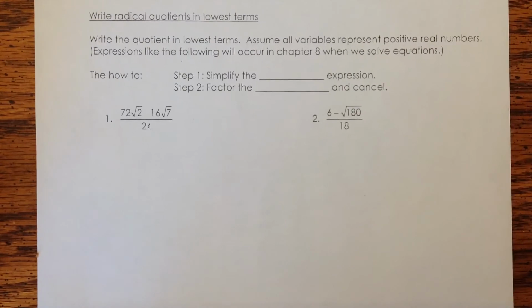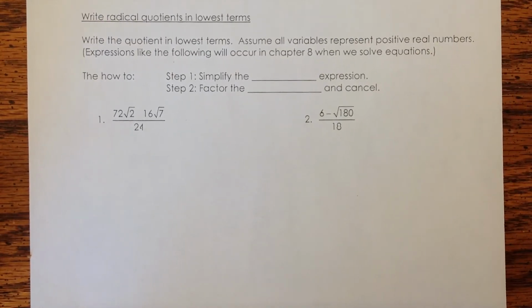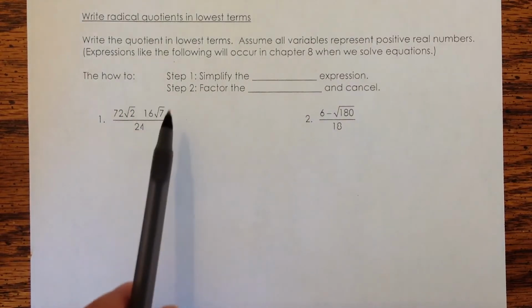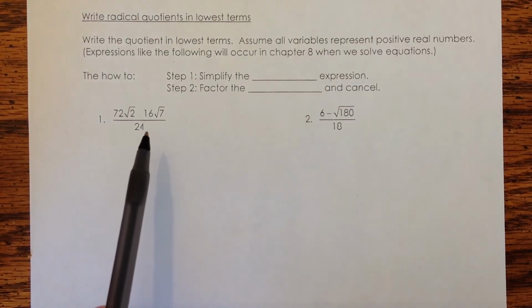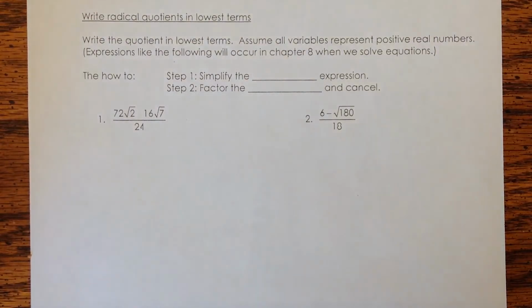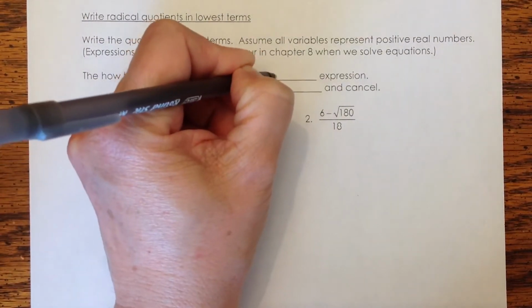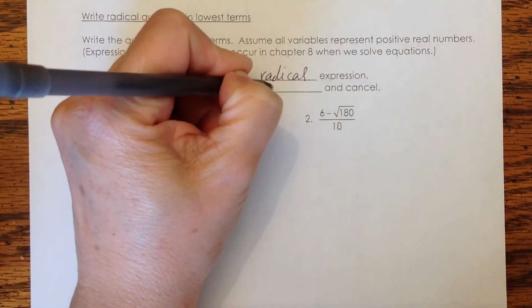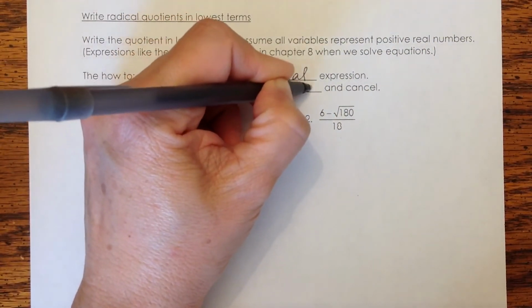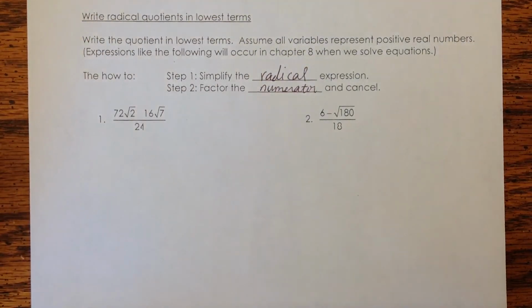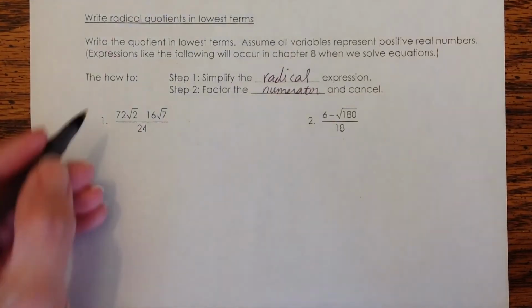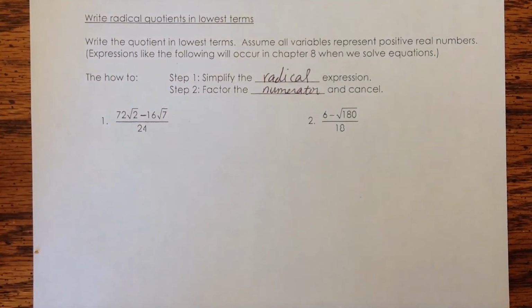Now finishing up section 7.5, they're just going to ask you to look at a fraction and decide if it's in lowest terms. So we're going to simplify the radical expression, and then we're going to factor the numerator and cancel. This is a preview of some of the answers that will happen in Chapter 8. This right here is a minus sign, so let's fix that.